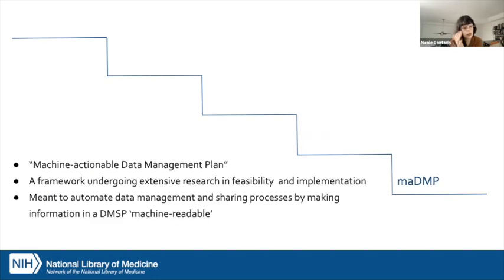And then finally, the creation of machine actionable data management plans. Now, we won't go into this too much today. A machine actionable data management plan is a framework undergoing extensive research and feasibility and implementation. Services like DMP Tool are looking into how to make this idea a possibility. It's basically meant to help automate data management and sharing processes by making the information we enter into data management and sharing plans machine readable.